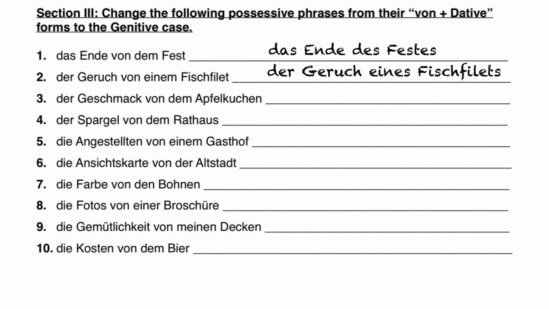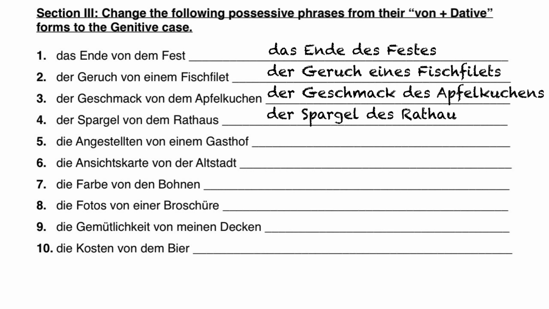Apfelkuchen is a masculine noun, and so whenever we put this into the genitive case, we end up with der Geschmack des Apfelkuchens. That's the taste of the apple cake. Could also be an apple pie. Der Spargel von dem Rathaus. The asparagus of the city hall. The restaurant in the city hall, that is. Der Spargel des Rathauses. Since the noun already ends in an S, we can't just add an S to the end of it, so that's why we have that ES there. It's also a neuter noun, and so we have des Rathauses, the asparagus of the city hall.